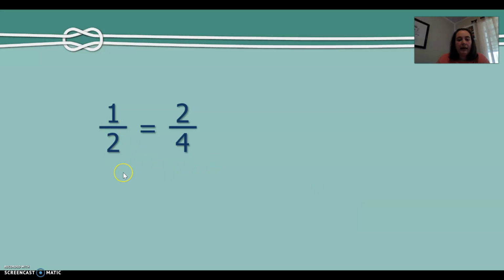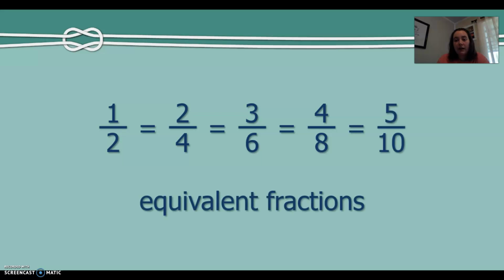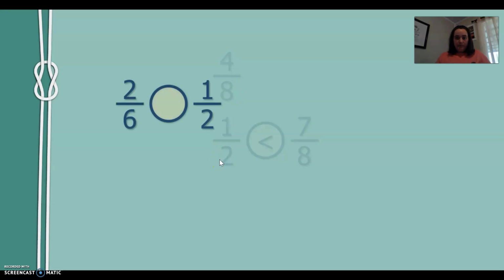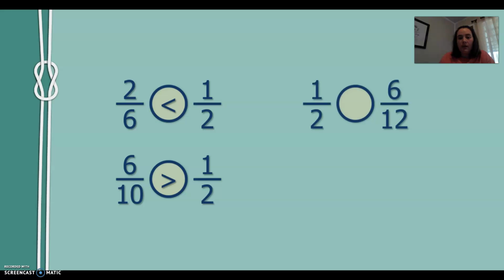And then here, 1/2 equals 2/4 equals 3/6 equals 4/8 equals 5/10. Those are called equivalent fractions. They all equal each other. So 1/2 is going to be less than 7/8 because 4/8 equals 1/2. 2/6 is going to be less than 1/2 because 3/6 equals 1/2. 6/10 is going to be greater than 1/2 because 5/10 equals 1/2.